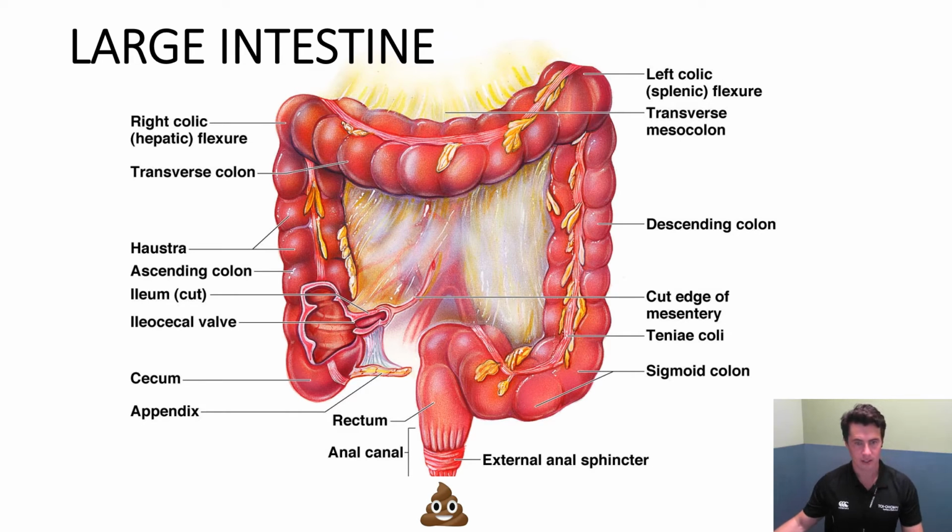Okay, here's a zoomed up version of what our large intestine looks like. You can see the appendix at the bottom, your cecum, which is just the base of the large intestines. Then you have your ascending colon, your transverse colon, descending colon, and then your sigmoid colon, which is at the bottom. Then you have the rectum and the anal canal, where Mr. Poo comes out at the end.